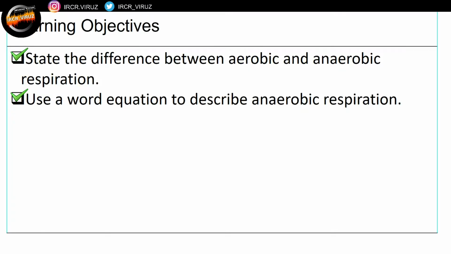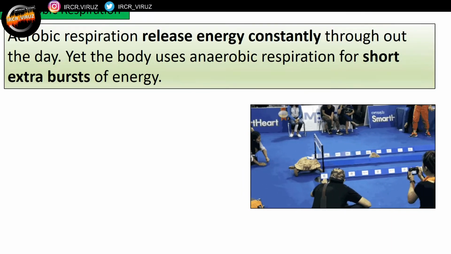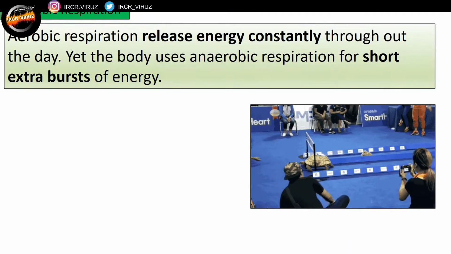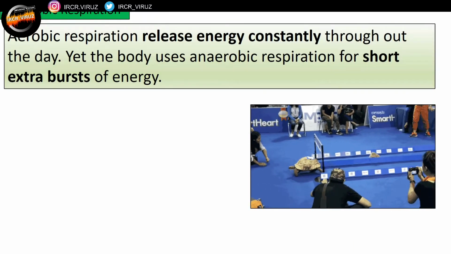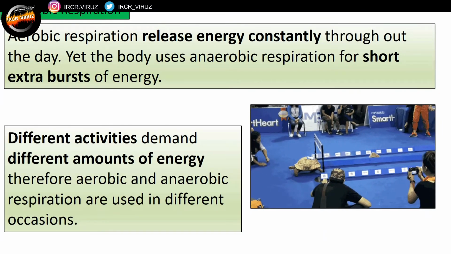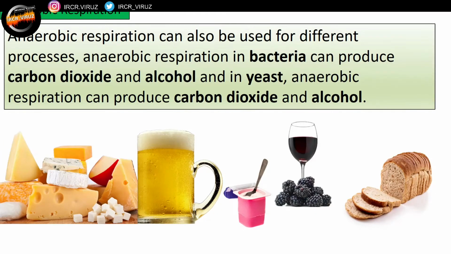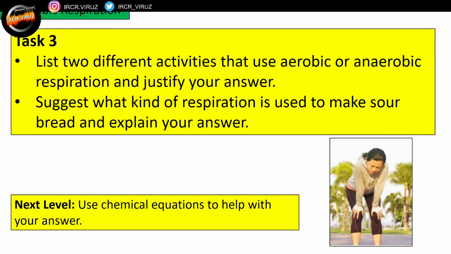Okay, so by now you should be able to use an equation to describe anaerobic respiration. Now aerobic respiration releases energy constantly throughout the day, yet the body uses anaerobic respiration for short extra bursts of energy. Now, different activities demand different amounts of energy. Therefore, aerobic and anaerobic respiration are used on different occasions. Anaerobic respiration can also be used for different processes. Anaerobic respiration in bacteria can produce carbon dioxide and lactic acid, and in yeast, anaerobic respiration can produce carbon dioxide and alcohol. Which takes us to task number 3.